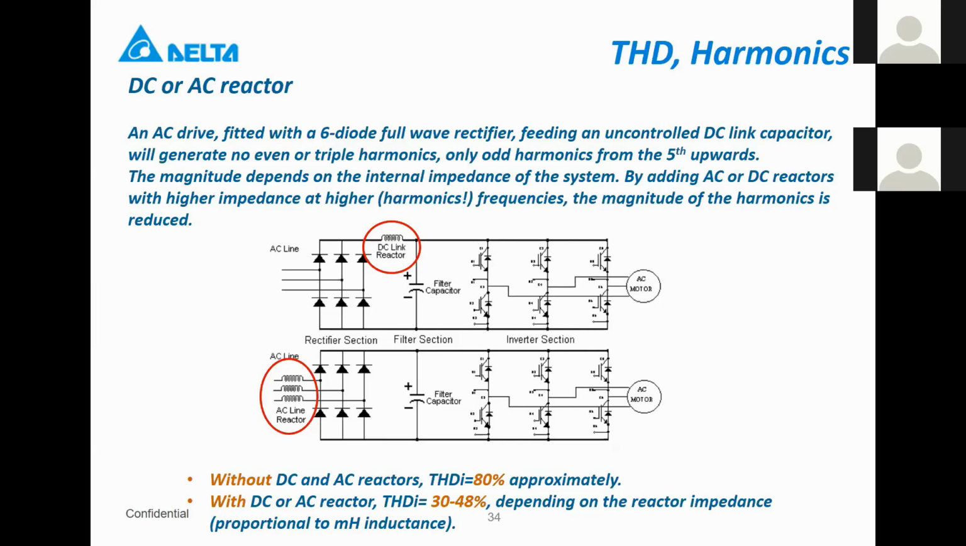You can also have a combination of DC and AC reactors if you want. If you have a built-in DC reactor of 3% impedance, and you also use an AC reactor of 3% impedance, the THDI will go down to roughly 30%. That means you have a difference of 13% THDI compared with the DC reactor.